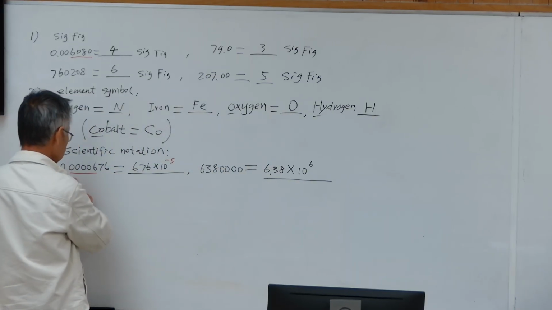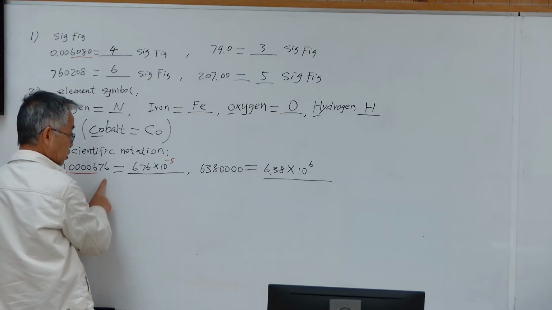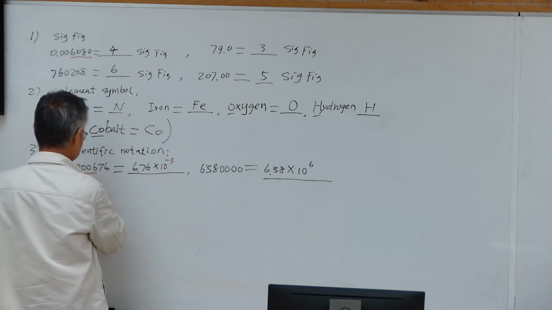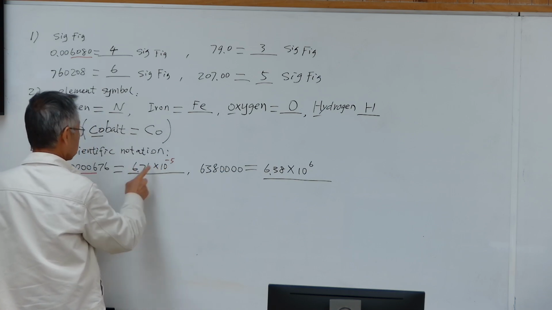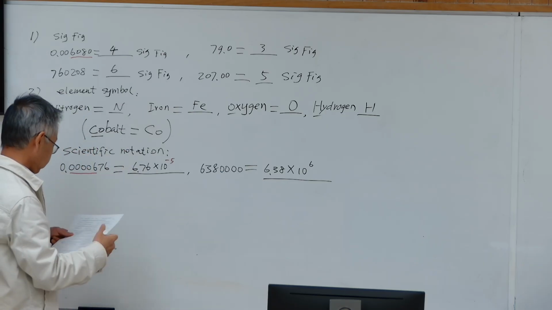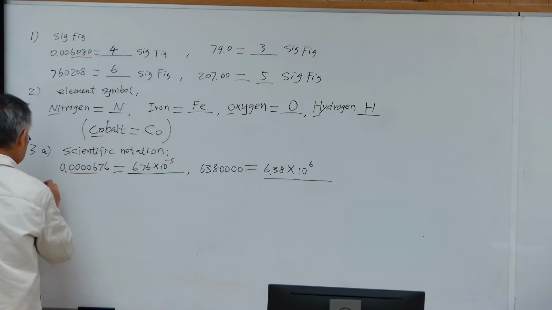For the previous number, because the initial number is a very small number, smaller than 1, 1, 2, 3, 4, 5, this is negative 5. Okay. Then B.